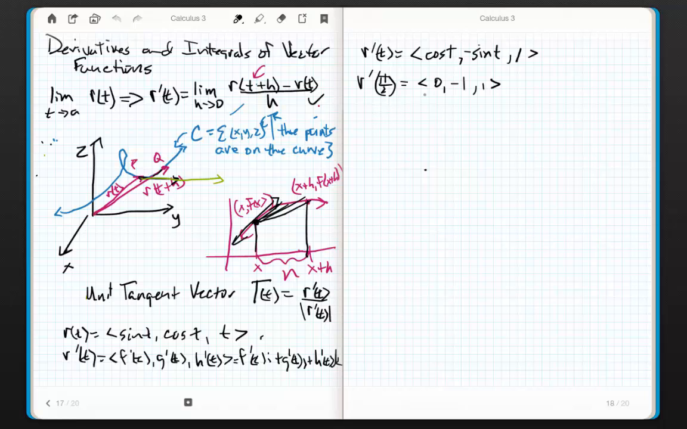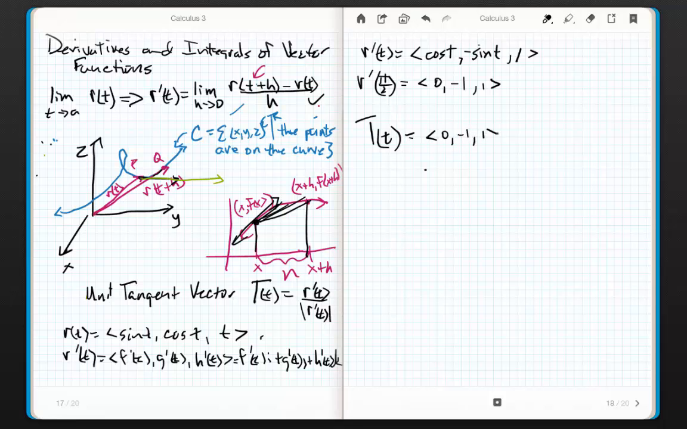Well, what are we going to do? We're going to take this vector right here, and I'm going to divide it by the length of the vector. Does that make sense? You with me? So I know that T of t, the unit tangent vector, is going to look like 0, -1, 1, and I'm going to divide it by the square root of 0 squared plus -1 squared plus 1 squared.